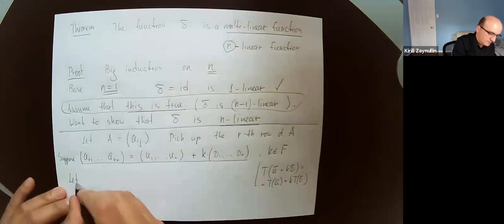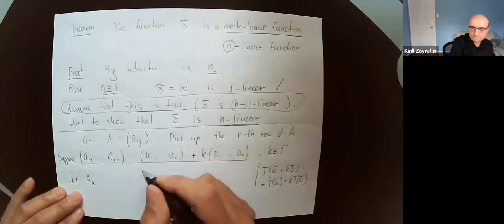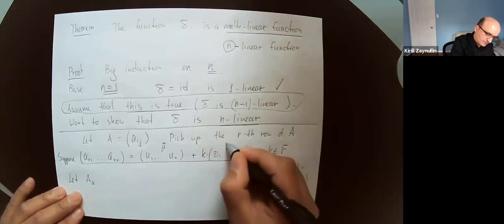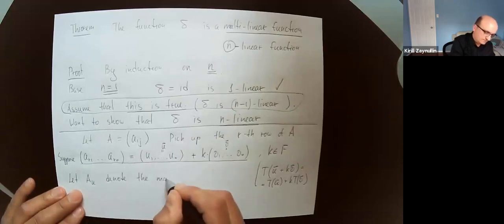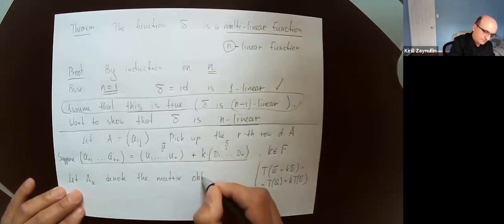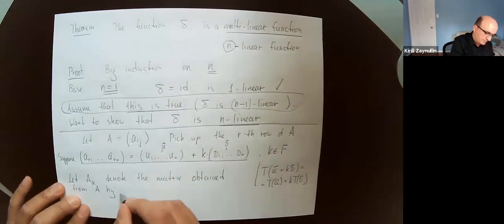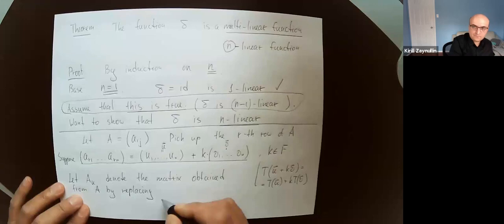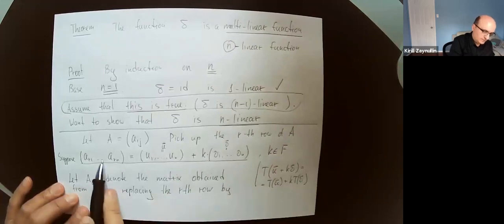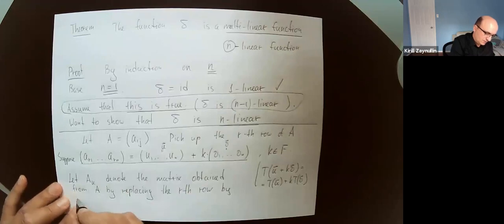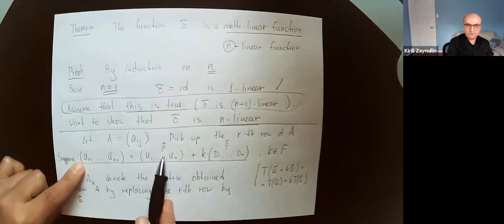Well, okay, so let me introduce another notation. Let's say this is a vector U here, and that's a vector V. Let A_U denote the matrix obtained from A by replacing the rth row, simply, this is the rth row, I just replace it by this vector U. So instead of this vector, I just put this one.